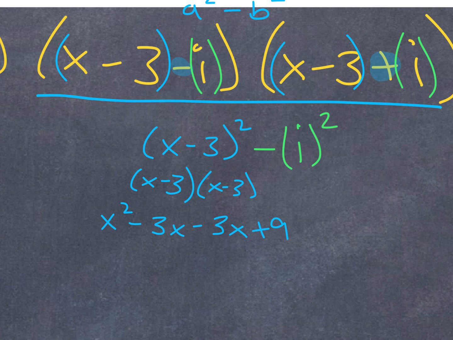We can combine our like terms, but I'm going to save that step for the end. What is i squared? Anybody remember what i squared changes to? It is negative 1. So if you have an i squared, it changes to negative 1. But we have minus negative 1, so what would that turn into? A plus 1. Now I'm going to combine my like terms. So I have x squared minus 6x plus 10.